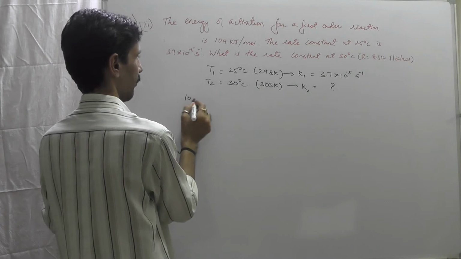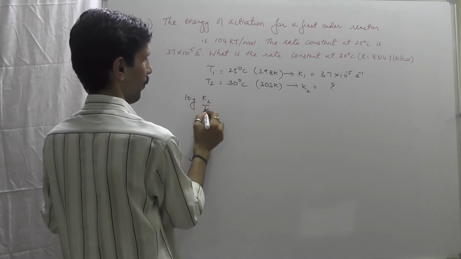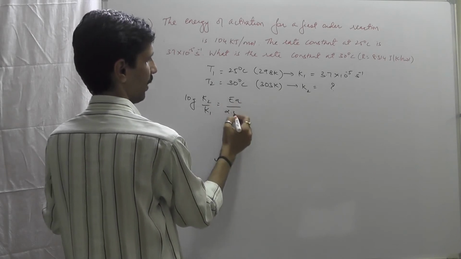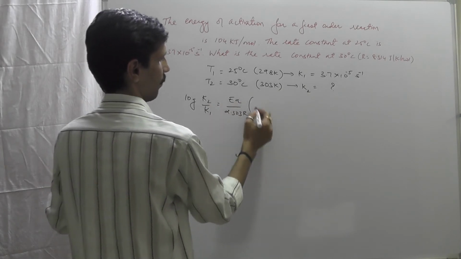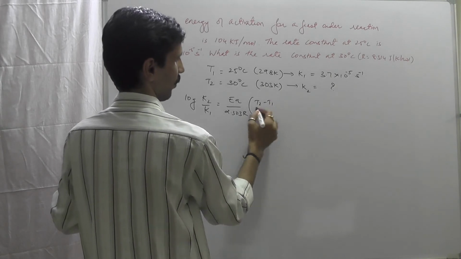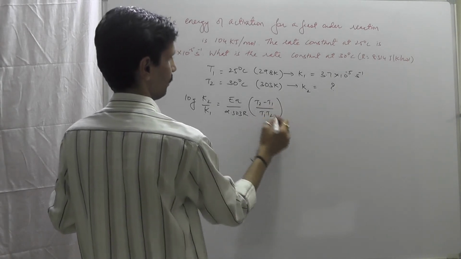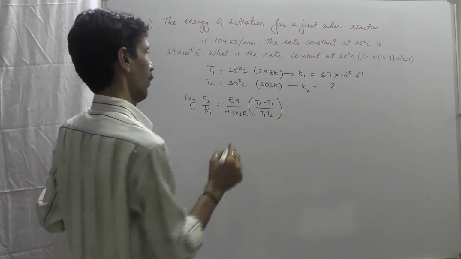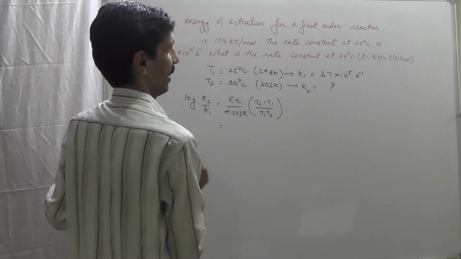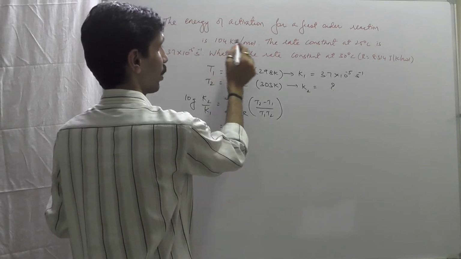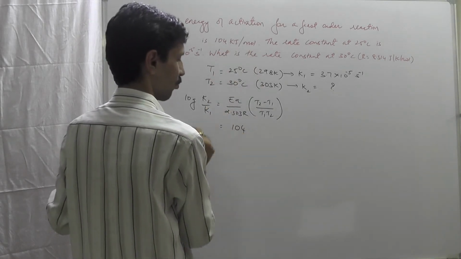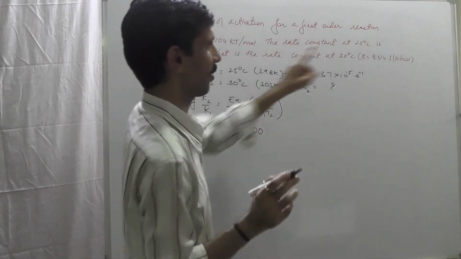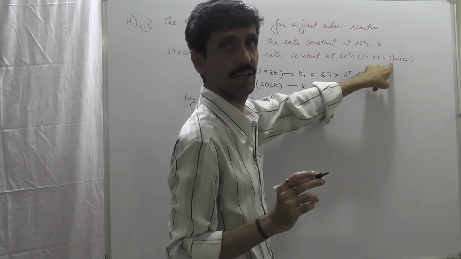Now if you remember, the formula is log of K2 upon K1 is equal to Ea upon 2.303 R into bracket T2 minus T1 upon T1 T2. Okay, if you remember, you had this particular formula. Now Ea, the energy of activation, is 104 kilojoules. So to convert it into joules, we are going to use 10^3. Why so? Because we have to use R also. R is in joules.